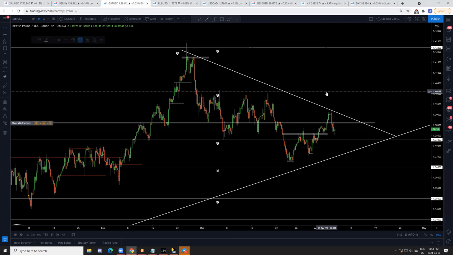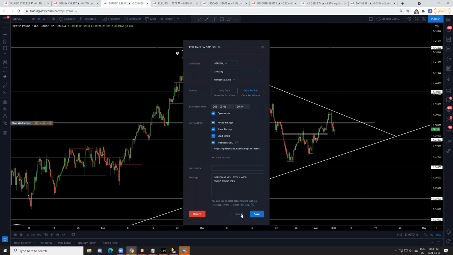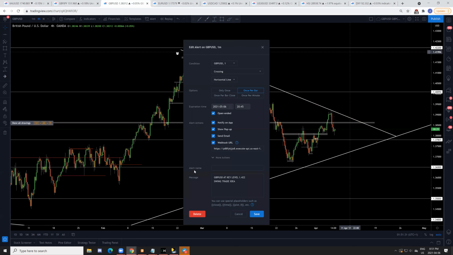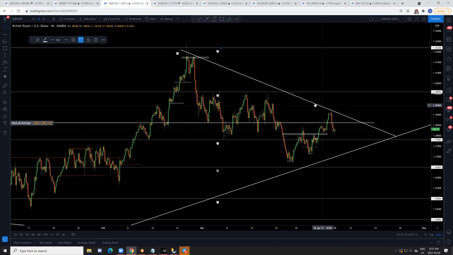Alert. An extra alert has been added here. An extra alert has been added here. And an extra alert has been added here, if we break above like the 1.39 area.